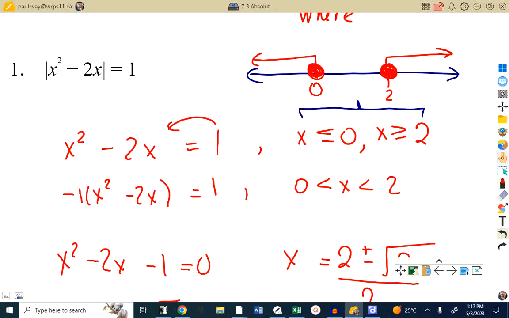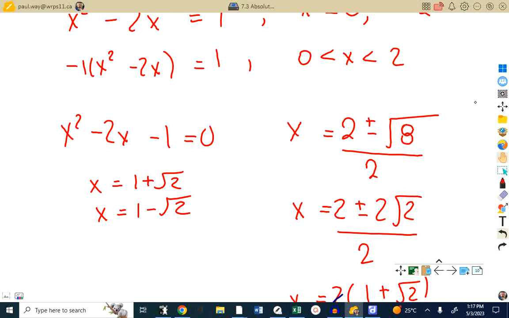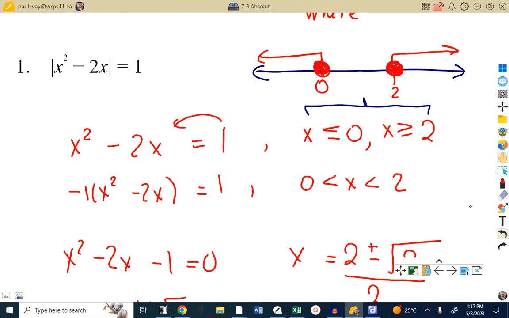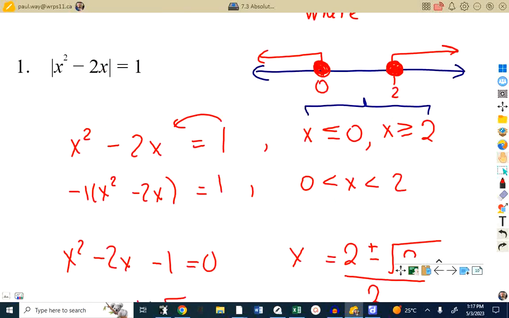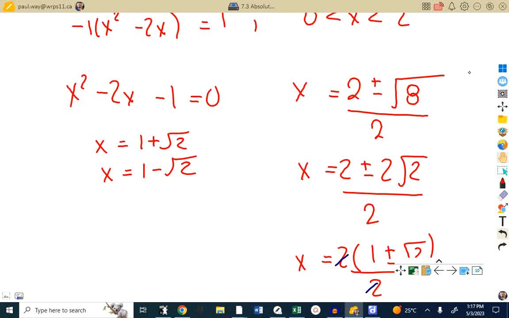So what is 1 plus root 2 approximately on your calculator? I want to say 2.41. Is 2.41 in this domain? Yep, it's greater than 2. 2.41 is a solution. Don't know what I did there. Where did it go? There it is. I hate it when that thing comes up. 2.41 is in the domain, so this is a solution.